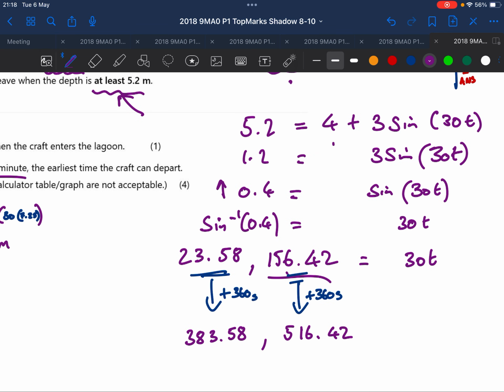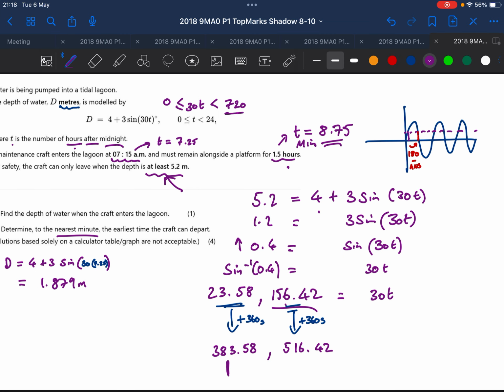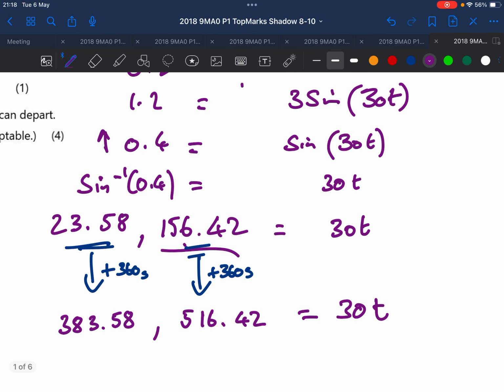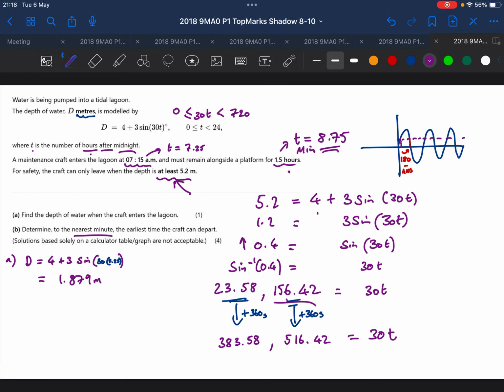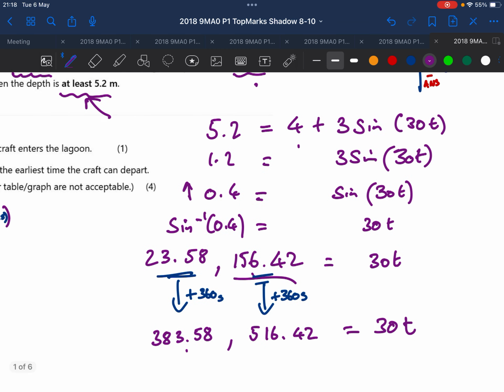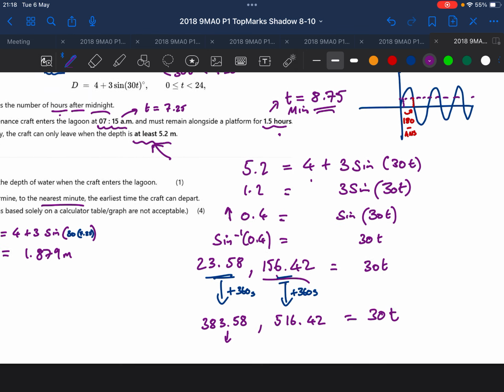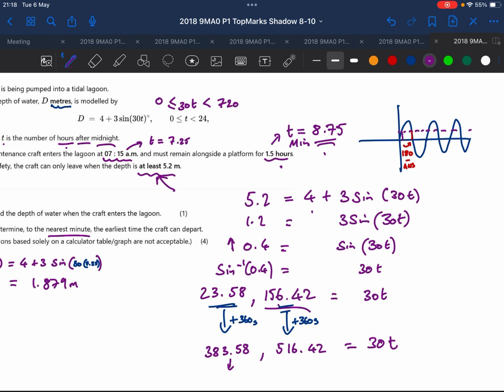And I don't think I'm going to be able to fit any more in there, am I? Because look, if I added 360 onto that one, it would actually send me beyond that. So I think the answer's something to do with these numbers here. Okay, so these numbers are also equal to 30t. Now, let me just go back to the question. It can only leave when the depth is at least. Okay, so if this number here, when I divide it by 30, is bigger than the minimum time, then that's going to be the answer, isn't it?